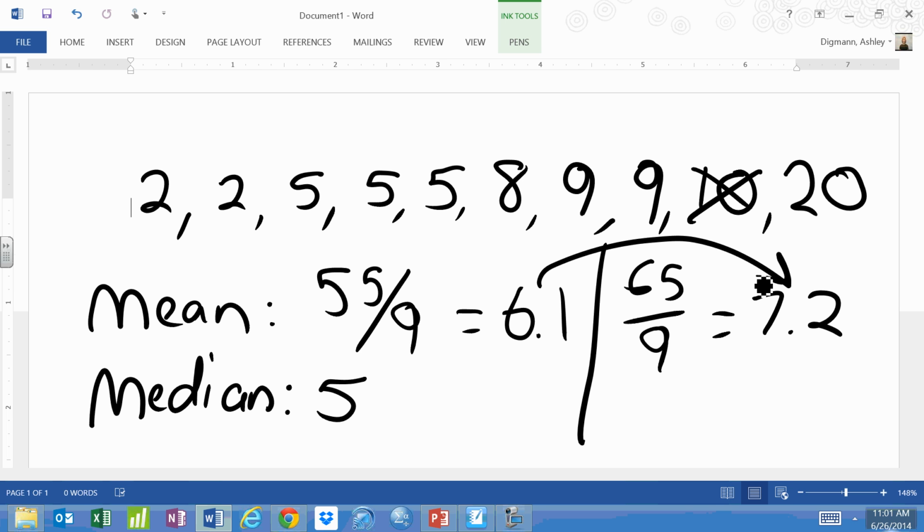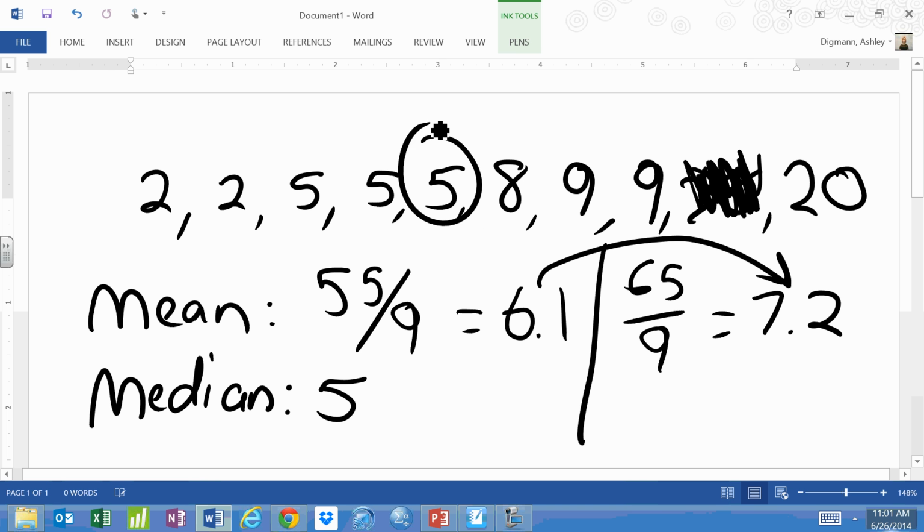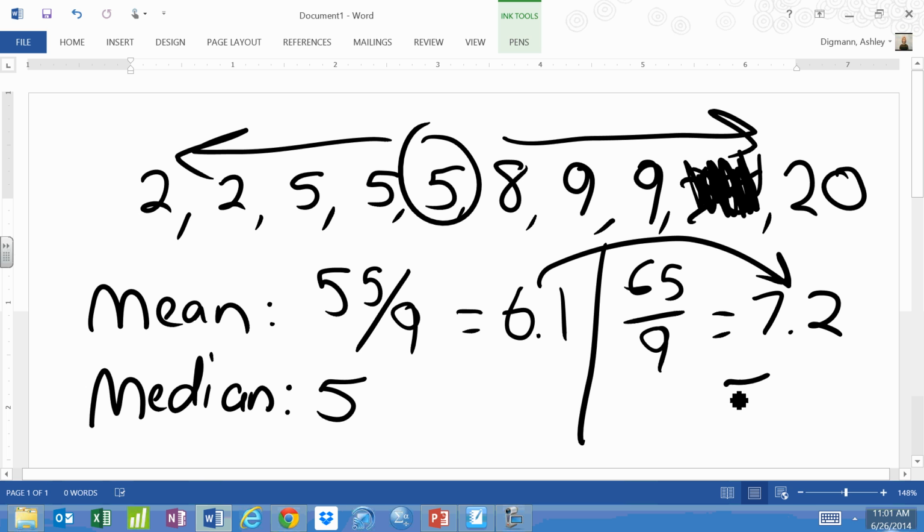But now let's look at our median of our data set. Again, we're pretending the 10 is not there. The person who measured a 10 actually measured a 20. And now let's find our middle point again. So there's still 4 to the left, 4 to the right. Notice that my median does not change.